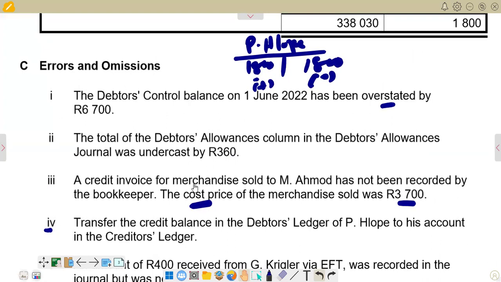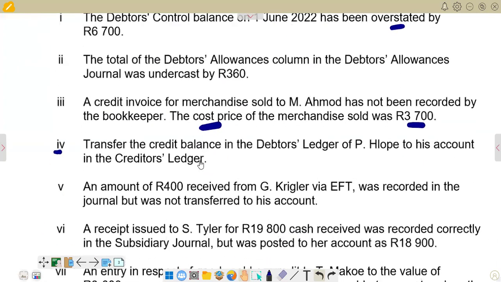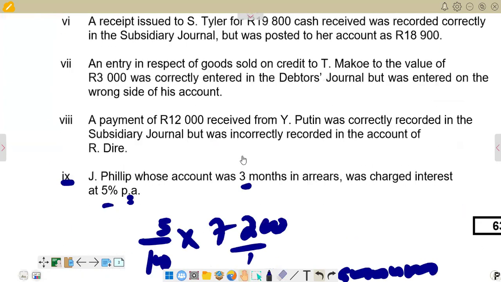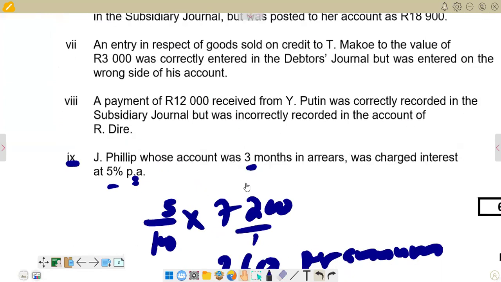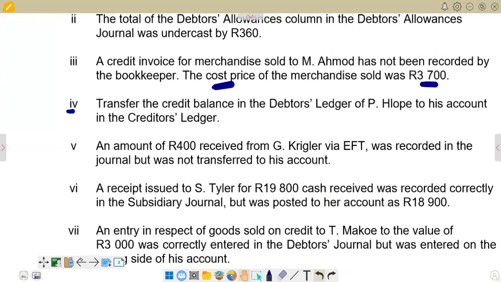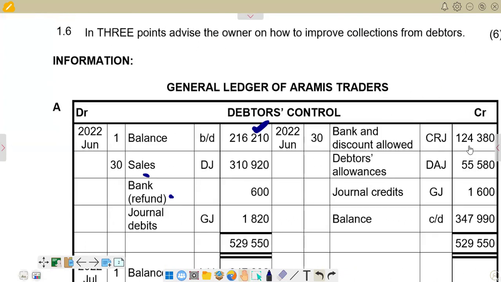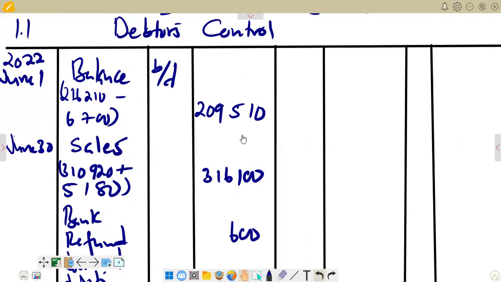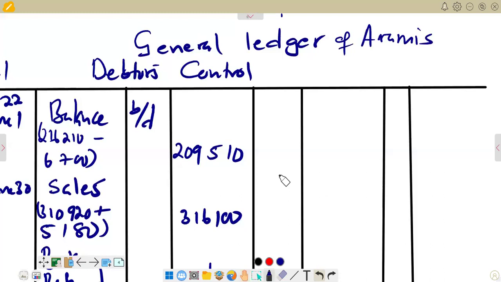But we go down, let's try to see. Go down to check if we've got anything that is affecting our bank and discount allowed. So if you go down, you're going to see that we have got nothing that is affecting our bank and discount allowed. So what does it mean? It means that the figure that you are given there in the question, just take as it is, which is 124,380. So we go there and put it as it is, since we do not have any correction for omission that is there. So we are now on the credit side, remember, so we are coming here. The date remains the same, which is at the end of the month, which is June.